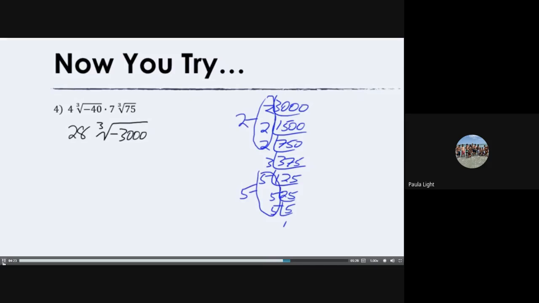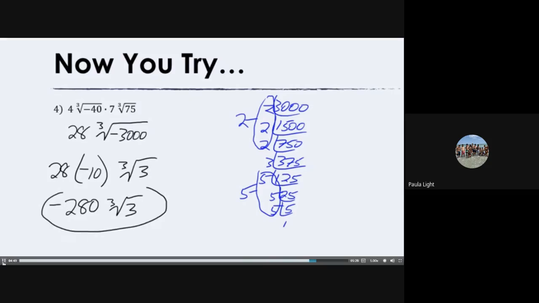All right, so I already had a 28. I'm going to bring out a negative 10, right? The cube root of negative 1 is negative 1, so that negative is going to come out with the 2 and the 5. And I'm left with the cube root of 3. He made it negative because he wanted to bring out that negative. Negative 280 times the cube root of 3. Final result.